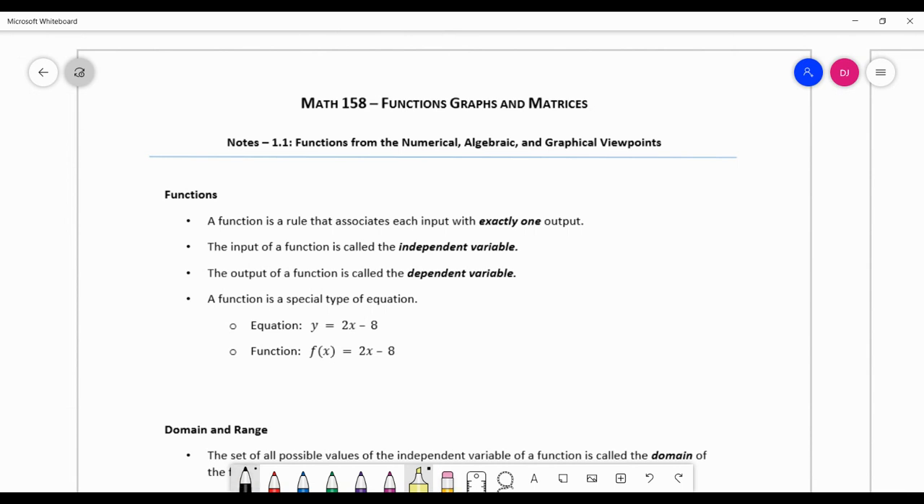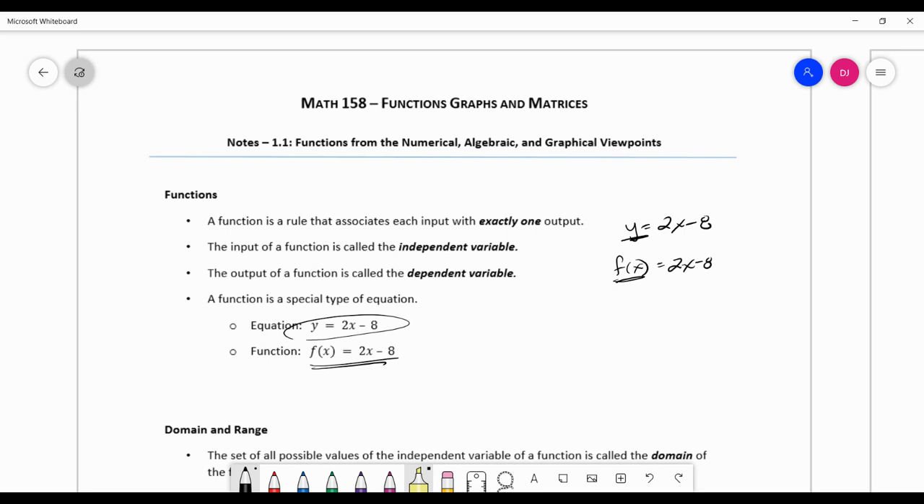So I'm going to be looking at the equation y equals 2x minus 8. We're used to seeing y equals 2x minus 8 as an equation, right? If x equals 2, y equals negative 4. If x equals 5, y equals 2, okay? Now we're going to talk about a function. We're going to use function notation. So instead of writing y equals, we're going to write f of x equals 2x minus 8. And what we say is that y is a function of x.